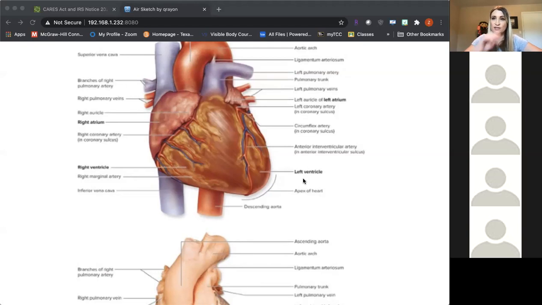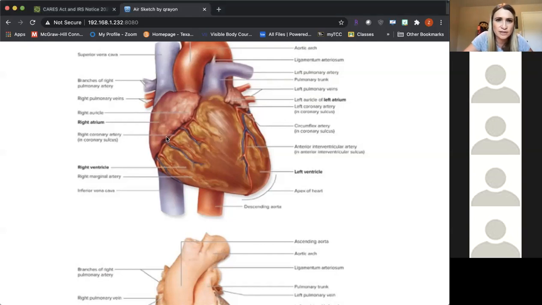The coronary sulcus is the sulcus that runs along the circumference of the heart. It goes along like this. It's this groove right here, and then it goes this way. That's your coronary sulcus. It goes around the heart that way. The coronary sulcus will house the left and right coronary arteries. It also will house the circumflex artery, which is a pretty quick branch off of the left coronary artery.